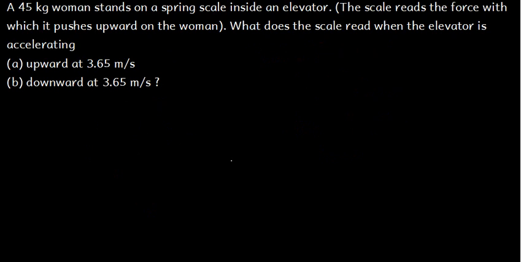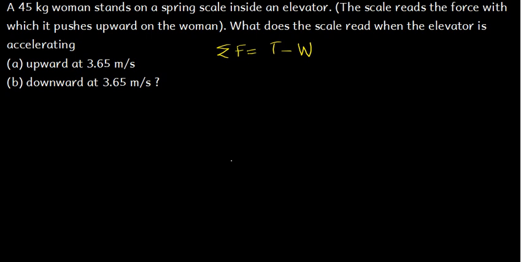So we've got a 45 kg woman who stands on a spring scale inside an elevator. So the scale reads the force with which it pushes upward on the woman. Okay. Now what does the scale read when the elevator accelerates upwards at 3.65 meters per second squared? Let's say this is the same case. We are saying net force is always given what is going up first, which is going in the positive y, and that is the tension, and then what will be going in the negative, that is the weight.